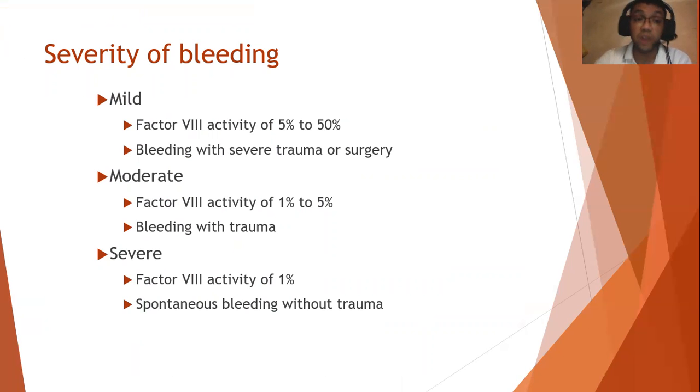But for the severe type, factor 8 activity is only at 1%. And they can have spontaneous bleeding even without trauma. Even if they haven't experienced trauma, you can see that their arms, their legs might have hematomas, even though the trauma hasn't occurred, or even though they didn't get hurt from anything.